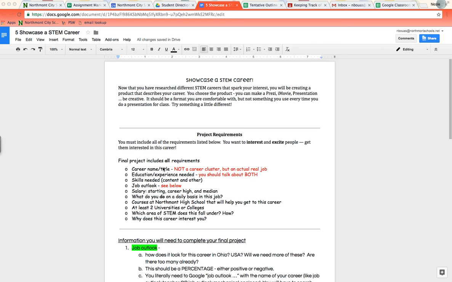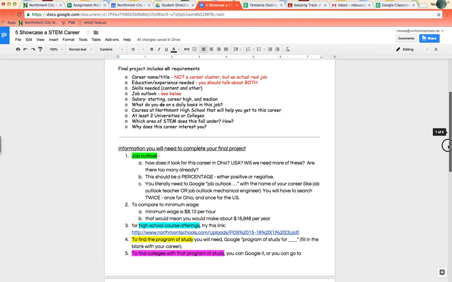All right, for job outlook, you need to go down to the bottom section where it talks about information that you're going to need to complete your final project. And you want to look at this job outlook section, okay? Job outlook is highlighted in green. What does the career look like in Ohio, in the United States? Are we going to need more of this career, or are there too many already? So the way that they tell you that is with either a positive or negative number, a percentage, okay?